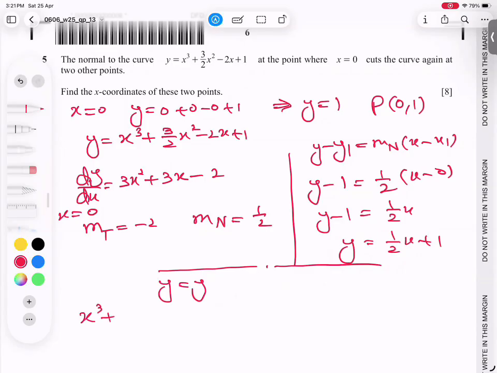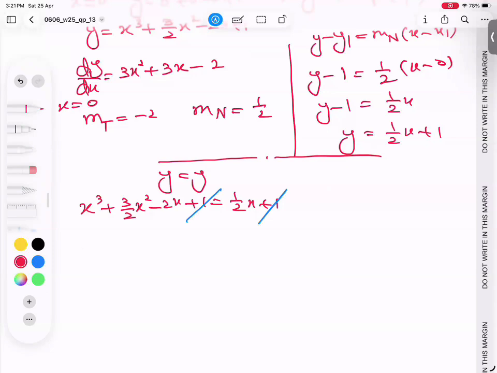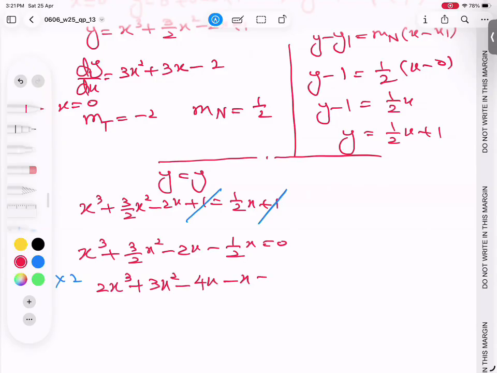So x cubed plus 3 over 2 times x to the power 2 minus 2x plus 1 equals half x plus 1. Okay, students, the plus 1 cancels out, and I get x cubed plus 3 over 2 x to the power 2. The right side comes to this side, so I got negative 2x and negative half x. This 2 is disturbing to us. Multiply by 2 to make the question easier. I got 2x to the power 3 and 3x to the power 2, negative 4x and negative x is equal to 0. So 2x cubed plus 3x to the power 2 minus 5x is equal to 0.